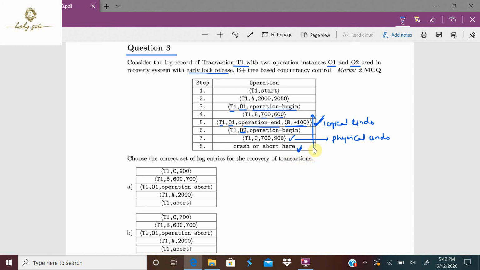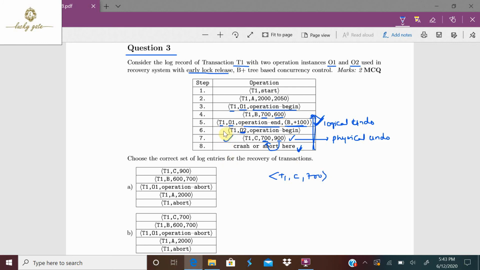transaction. While checking the log in the backward direction, in step 7, T1 changing the value of C from 700 to 900. But do we have operation end log? No operation end log is there. Because no operation end log is there, this undoing is physical, means changing 900 to 700 is physical. So changing 900 to 700 requires writing one more log record saying that T1 updating the value of C to 700. Okay, this is one log record after step 7.